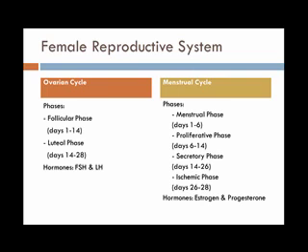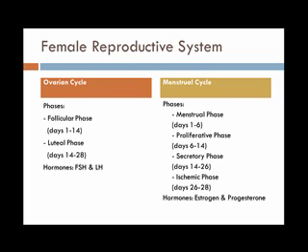In the reproductive system, two cycles are happening simultaneously. These are the ovarian cycle and the menstrual cycle. In the ovarian cycle, an egg is maturing. A maturing ovum is there. There are two phases which we'll be discussing.